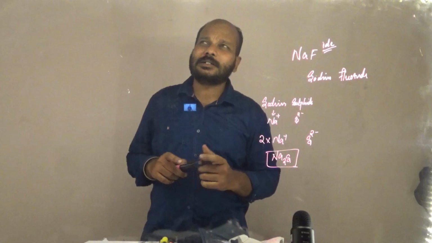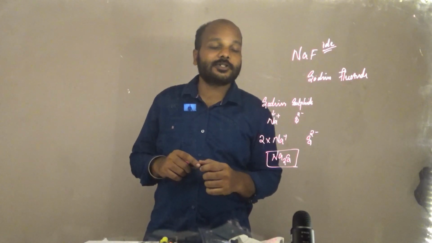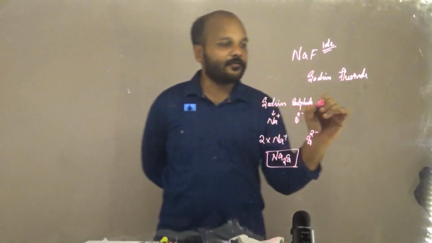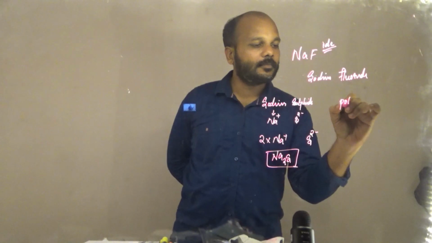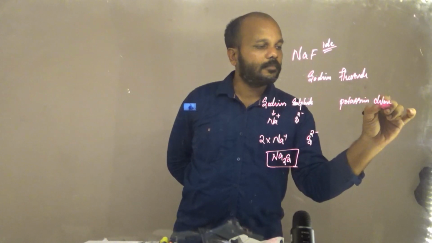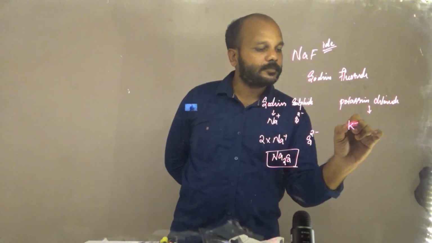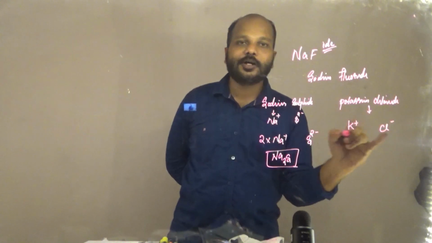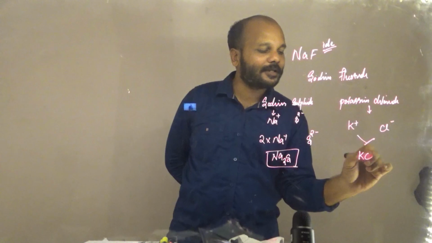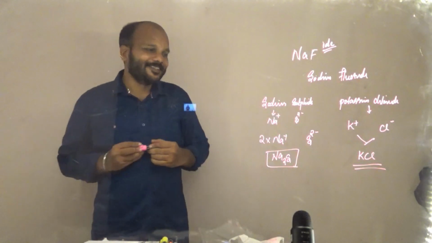If I tell you another name, let it be potassium chloride. I am asking you to write the formula. You can say it is K plus and Cl minus. Both have the same magnitude of charge, so there is no need to balance. You can just combine them and write KCl. Wow, nice, right?